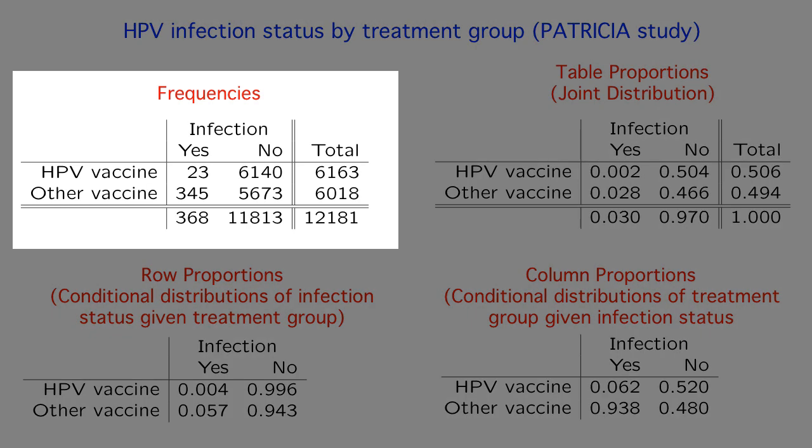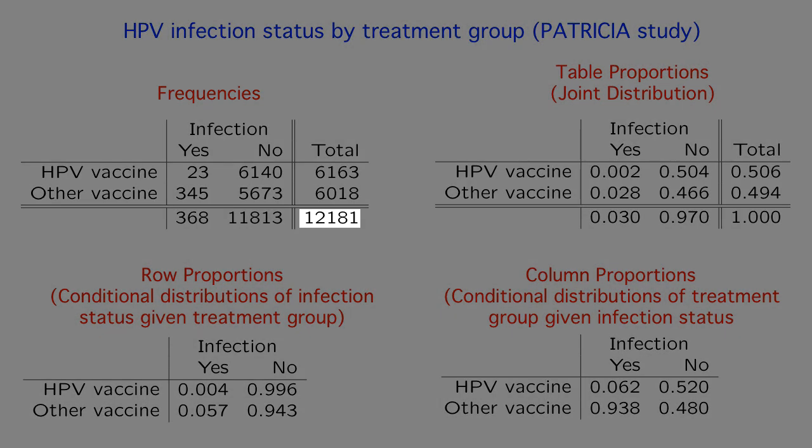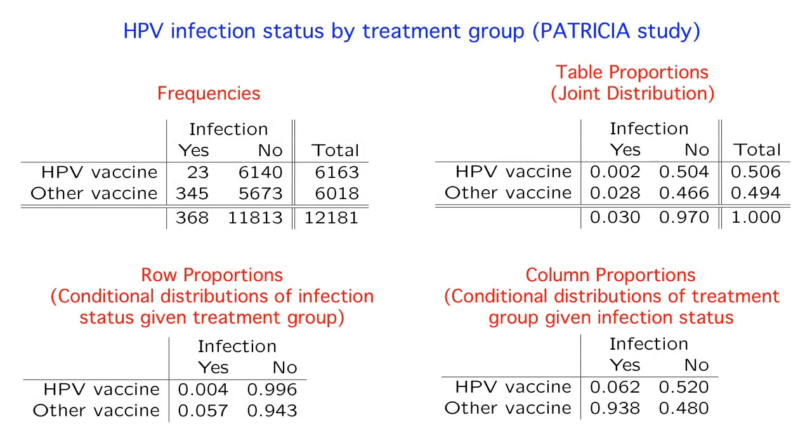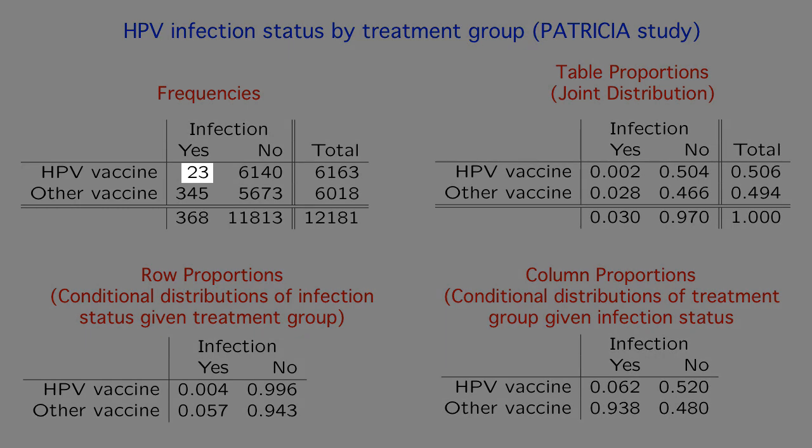The first table is the contingency table of counts, classifying subjects by whether or not they received the HPV vaccine and whether or not they acquired an HPV-16 infection. In this table, we can see that the PATRICIA study was large, with over 12,000 participating subjects receiving all 3 doses, and with approximately equal numbers, just over 6,000, receiving the HPV vaccine or the other vaccine. Of those who received the HPV vaccine, 23 acquired an HPV-16 infection by the end of the study period, while 345 subjects in the other group acquired an infection.